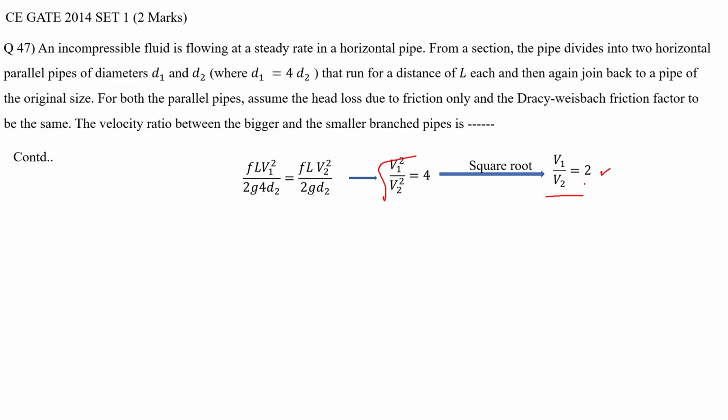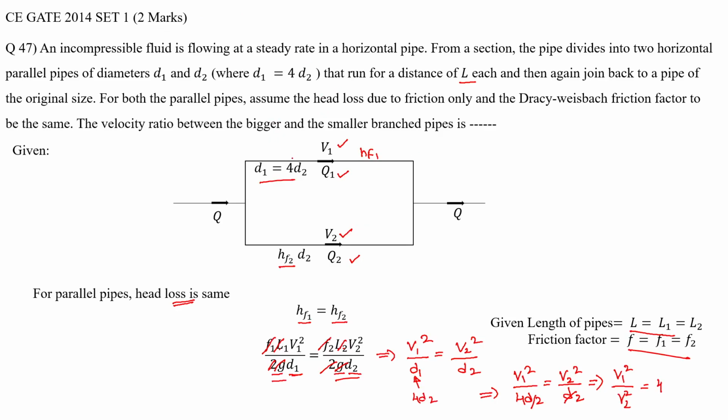This is a very simple question, but it carried 2 marks. The only trick is to know that when the pipes are connected in parallel, the head loss is the same. If you know this particular trick, then this is a straightforward question. Okay. Is it clear?